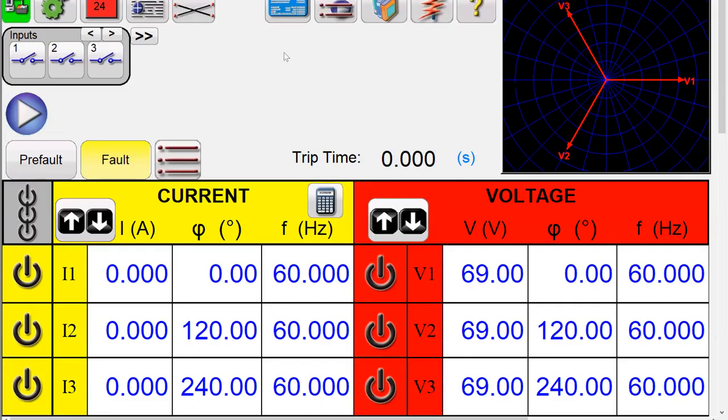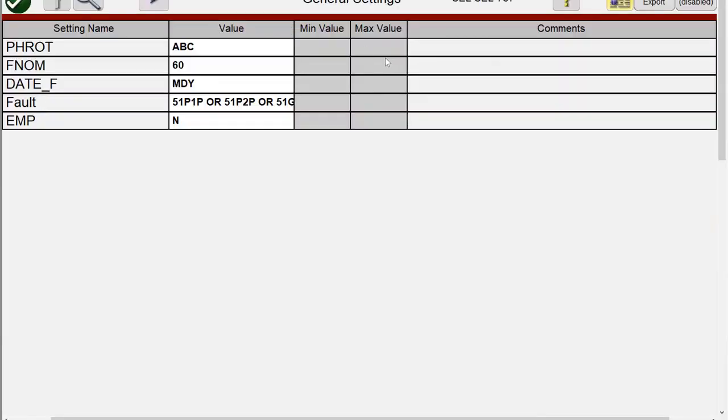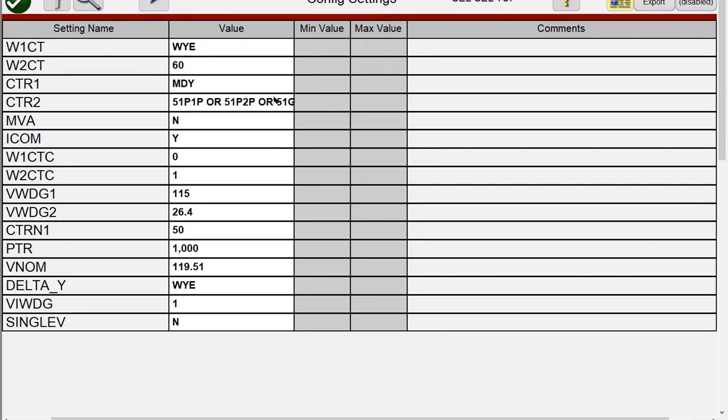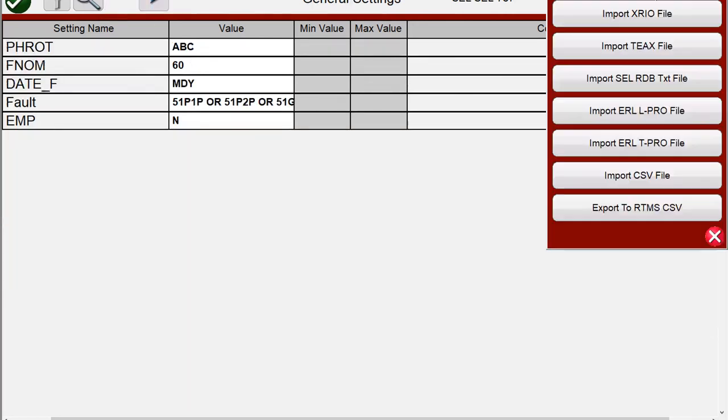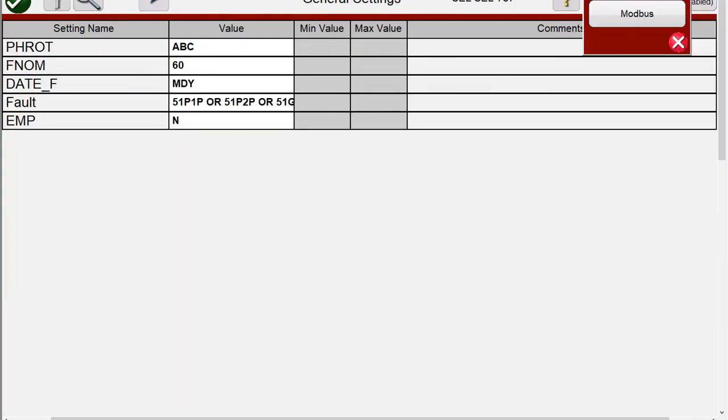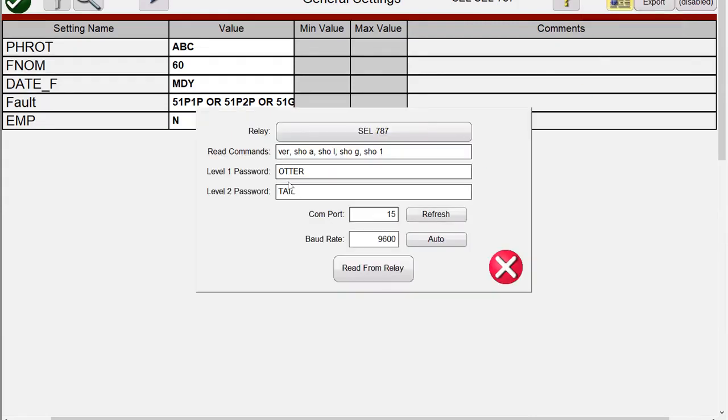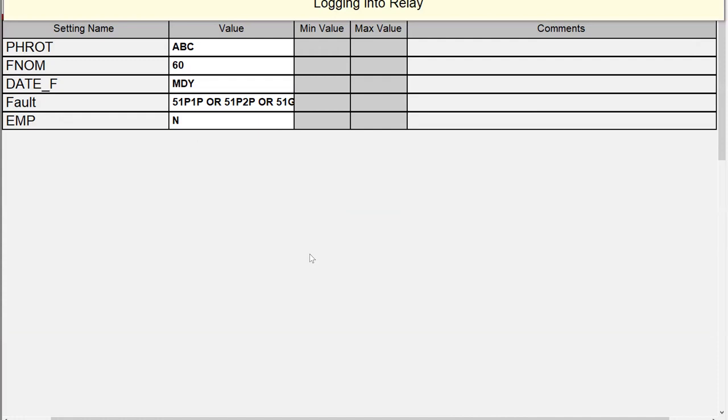So the next step I'm going to perform is to read the actual settings on the relay. So here is the setting that is already present in the template, but we are going to read the settings from the relay, and it's a serial type of communication. So it will bring up this dialog where we have to make sure all this good information is correct, the COM port and baud rate, and we will read the settings from the relay.